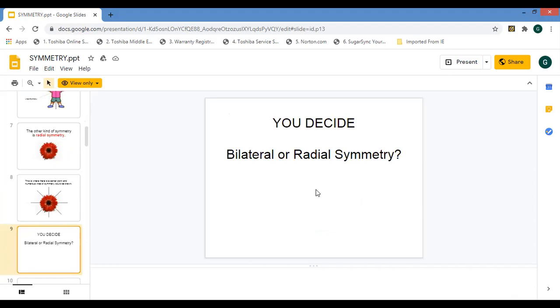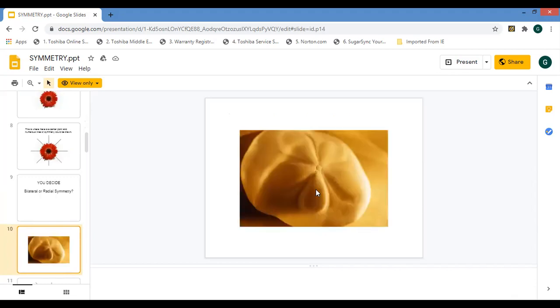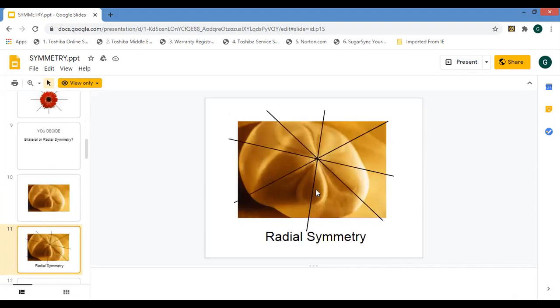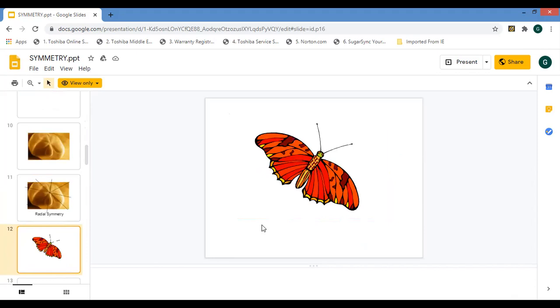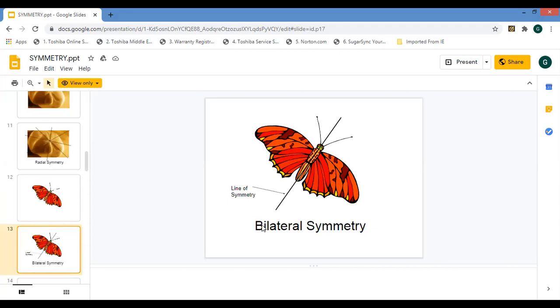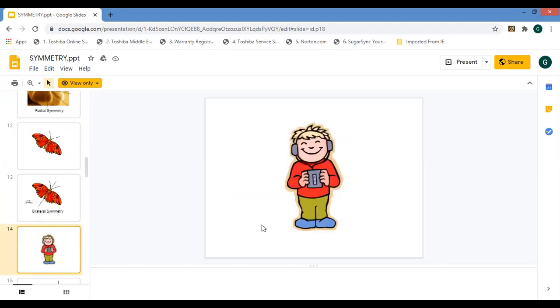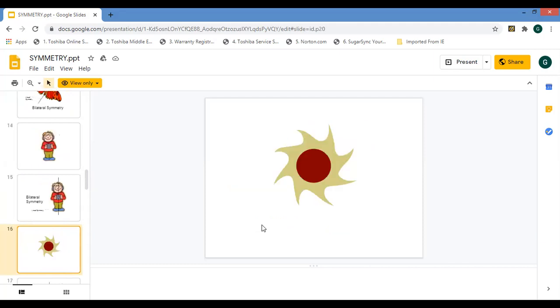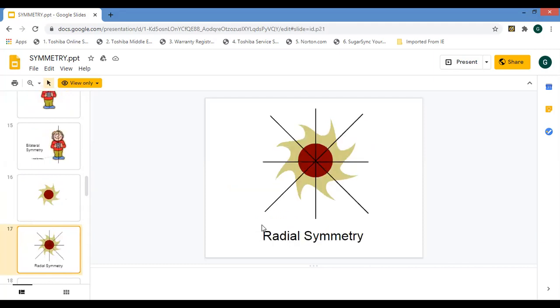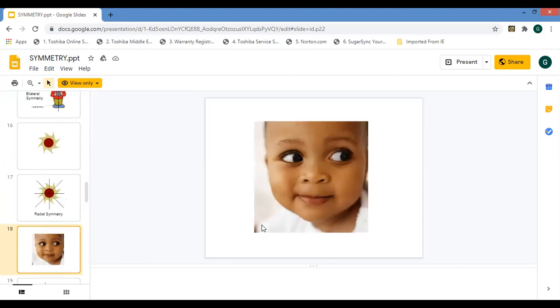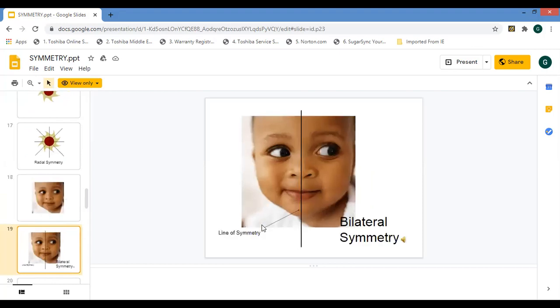Okay, now you decide whether it is bilateral symmetry or radial symmetry. This one, I think, is the shape of a cookie. So what kind of symmetry is this? Radial symmetry. Butterfly: bilateral symmetry. Human: bilateral symmetry. Sundial: radial symmetry. A human face is bilateral symmetry.